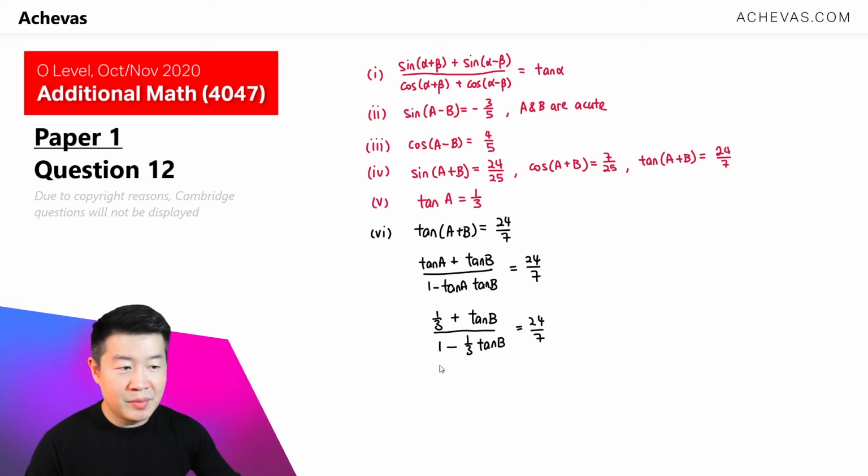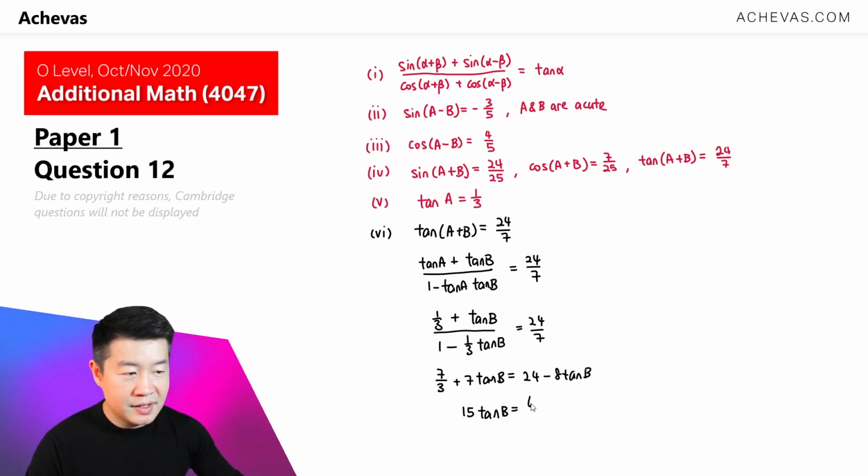Cross multiplying, 7 multiplying over to the other side, we have 7 over 3 plus 7 tangent B is equal to this multiplied by 24. It is going to be 24 minus 8 tangent B. Bring this over to the left hand side with this gives me 15 tangent B. And this shifting over to the right hand side gives us 65 over 3. So from here, we can find what is tangent B. Tangent B is equal to 13 over 9.